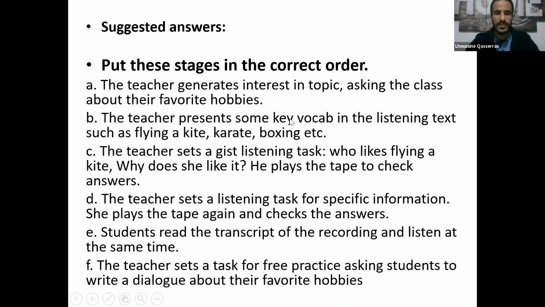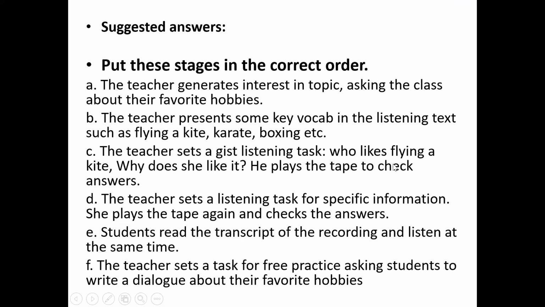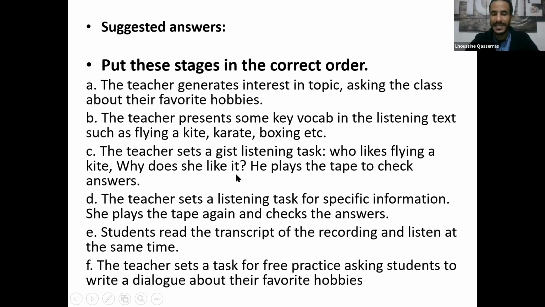So put this in the correct order. A, the teacher generates interest in the topic, asking the class about their favorite hobbies. B, the teacher presents some key vocab in the listening check, such as flying a kite, karate, boxing. C, the teacher sets a gist listening task. Who likes flying a kite? Why does she like it? He plays the tape to check answers. D, the teacher sets a listening task for specific information. So we start with general, then specific, because general is easy, specific is somehow difficult.